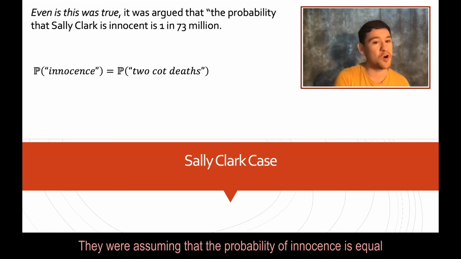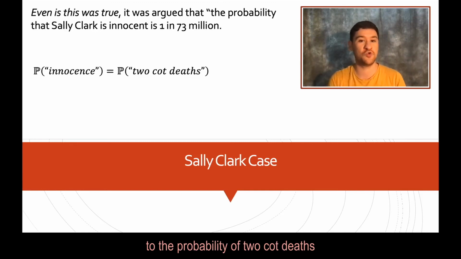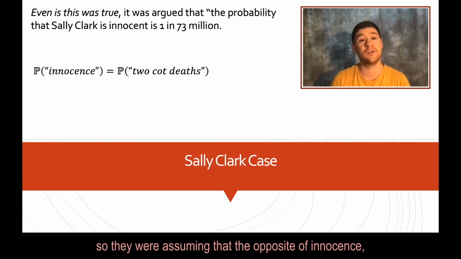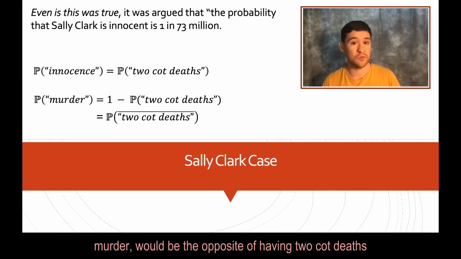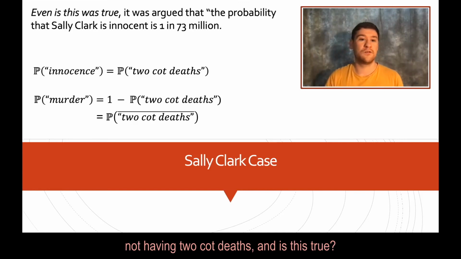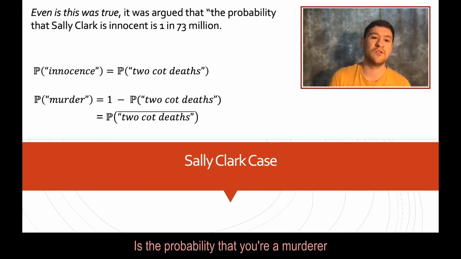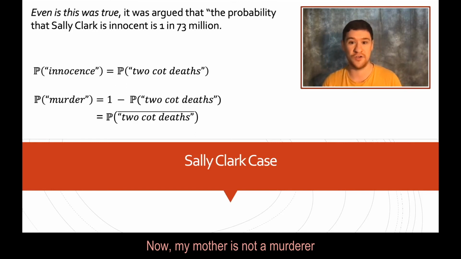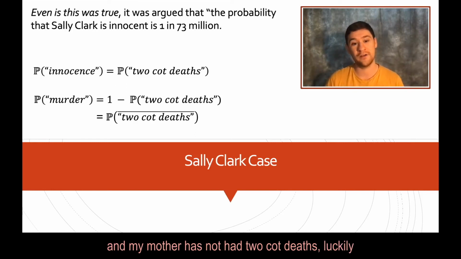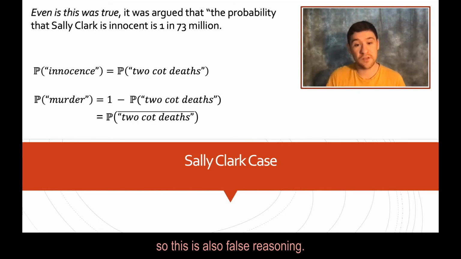They were assuming that the probability of innocence is equal to the probability of 2 cot deaths. So they were assuming that the opposite of innocence, murder, would be the opposite of having 2 cot deaths, so not having 2 cot deaths. Is this true? Is the probability that you're a murderer equal to the probability that you haven't had 2 cot deaths? Now, my mother is not a murderer, and my mother has not had 2 cot deaths, luckily. So this is also false reasoning.